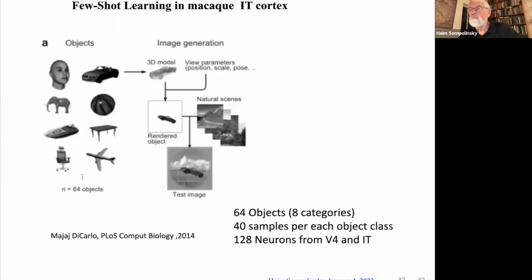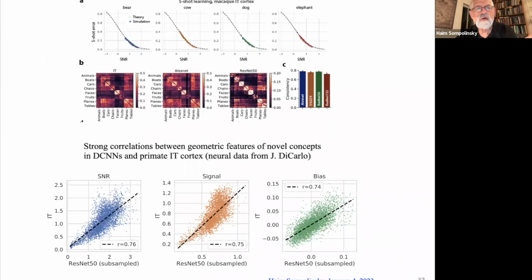Now I want to very briefly say something about neural data. We don't have much, but we have Jim DiCarlo's data, where a monkey was passively viewing, with no task, thousands of images belonging to 64 objects, 40 sample images per object. We have about 180 neurons in V4 and in IT. What we can do is the same type of calculation about the neural representation of these images in IT cortex. And this is what you see here.